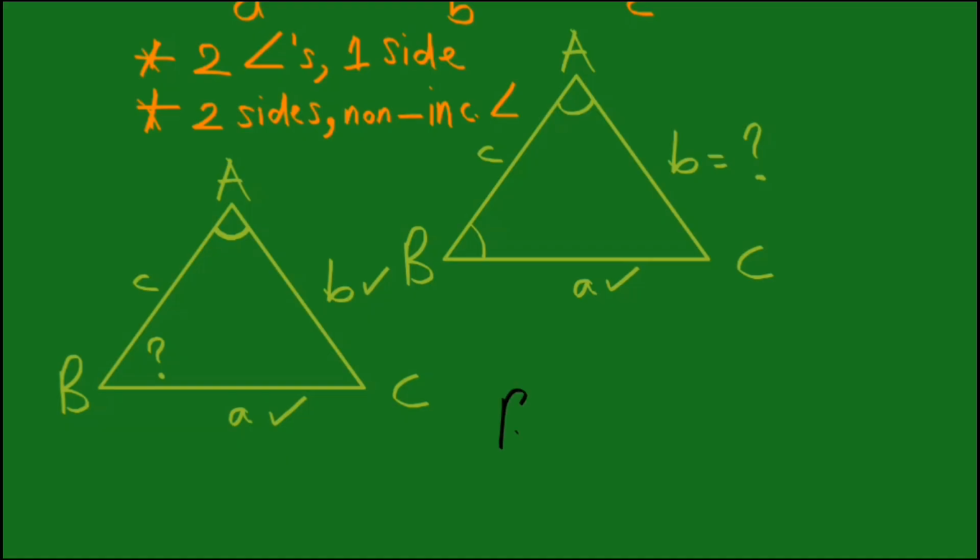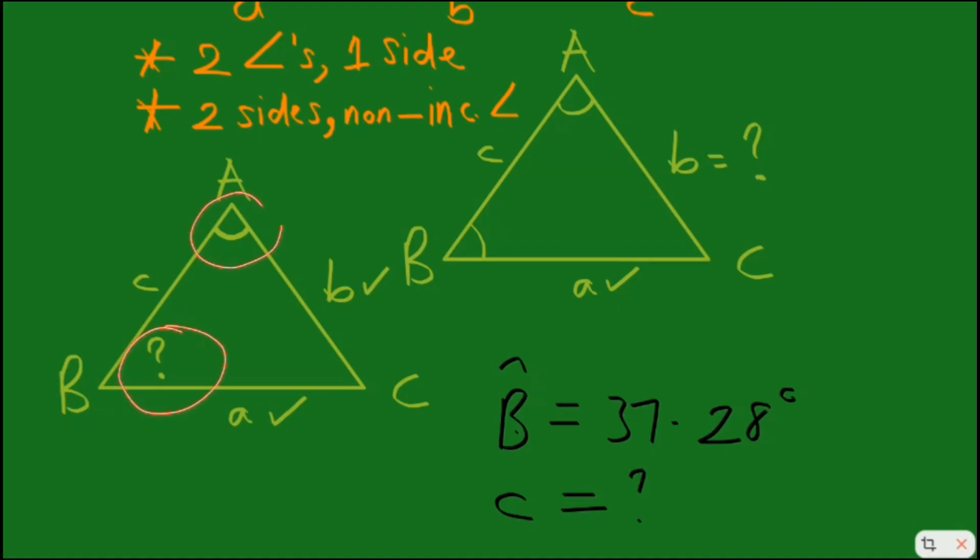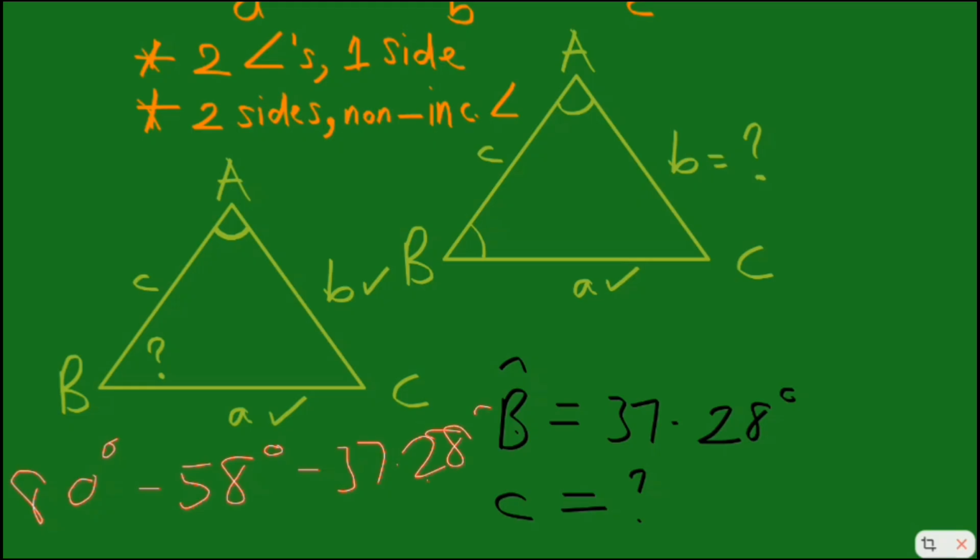So we found angle B being equivalent to 37.28 degrees. And they're looking for side C. Since we now have this angle, we also have that angle. It will be easy for us to find angle C, because the sum of all angles of a triangle is equivalent to 180. So we're going to say 180 degrees minus 58 degrees minus 37.28 degrees for us to be able to find angle C. Now after finding angle C, it will be right here. Meaning we're looking for side C.